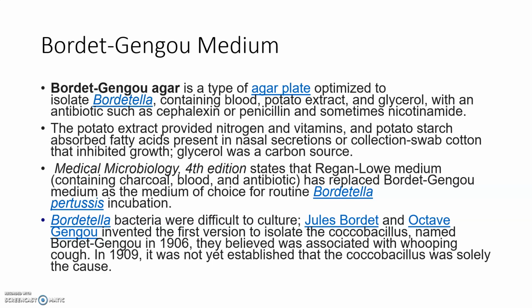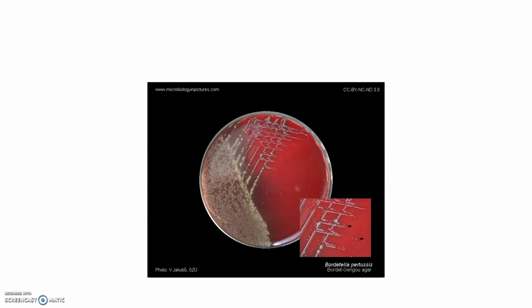And Medical Microbiology 4th edition states that Regan-Lowe medium, containing charcoal, blood and antibiotic, replaced Bordet-Gengou medium as the medium of choice for the routine Bordetella pertussis incubation. And this organism is very difficult to culture. So they invented the first version to isolate the coccobacillus, named Bordet-Gengou, in 1906. They believed it was associated with whooping cough, and it was not yet established that the coccobacillus was the only cause. This is the Bordet-Gengou agar, and the organism Bordetella pertussis.